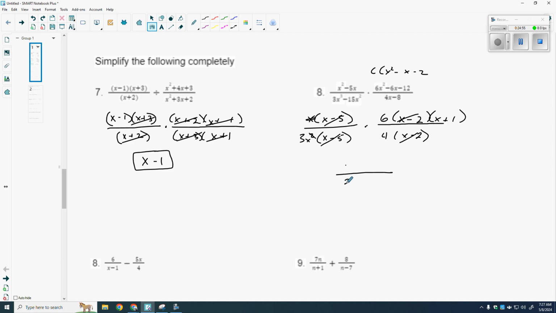So we get a 2 on the bottom. I have an x on the bottom. All these are gone. We canceled that. I have an x plus 1 on top. And that's all. Done.